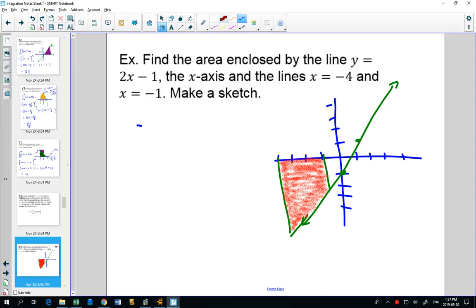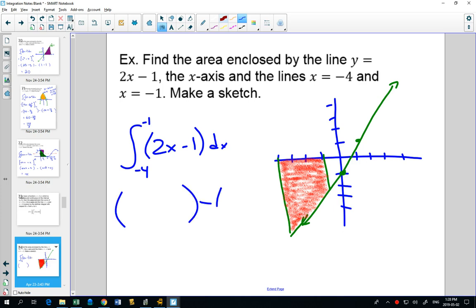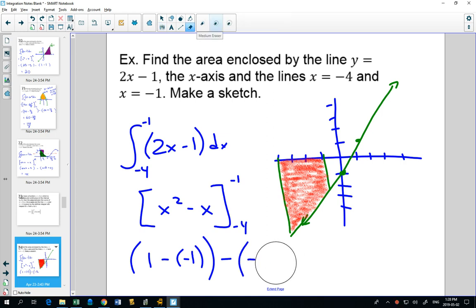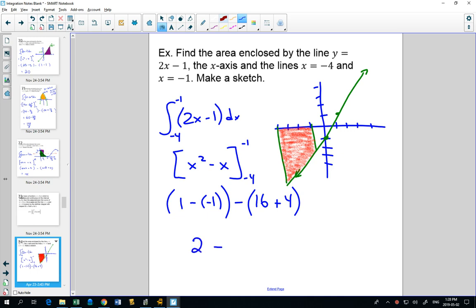But in this case, when I find the integral from negative 4 to negative 1 of 2x minus 1, jumping the gun a little bit here. Our integral will be x squared minus x. Plug in negative 1, 1 minus a negative 1, plug in a negative 4, positive 16 when it's squared, 16 plus 4, we get 2 minus 20, which is negative 18. Now, that negative 18 is telling us that that area is below the x-axis.